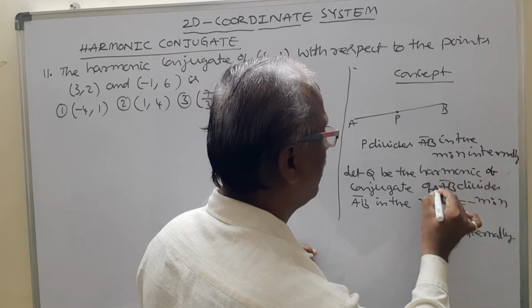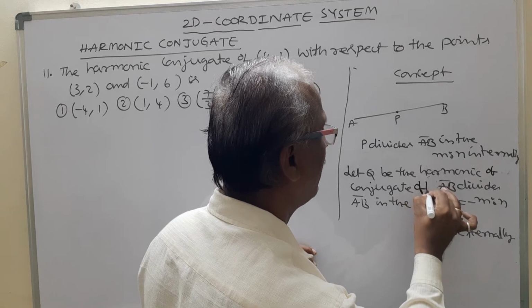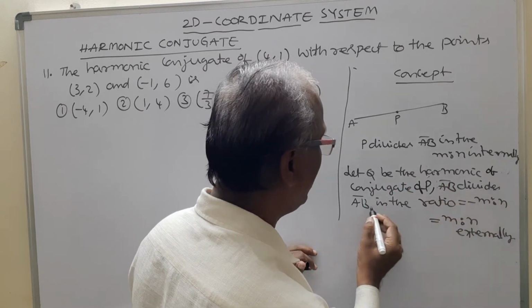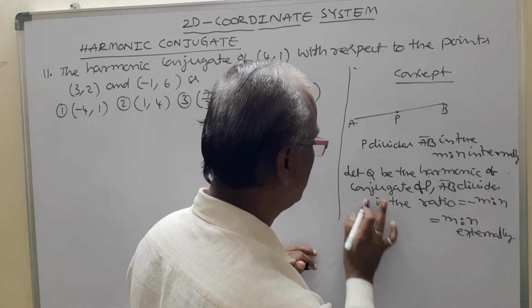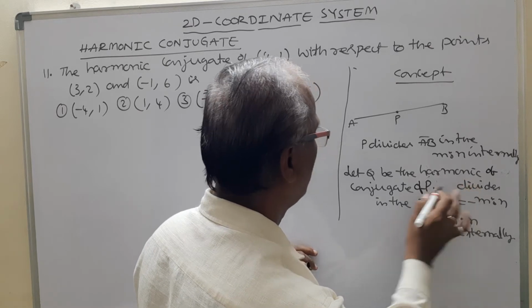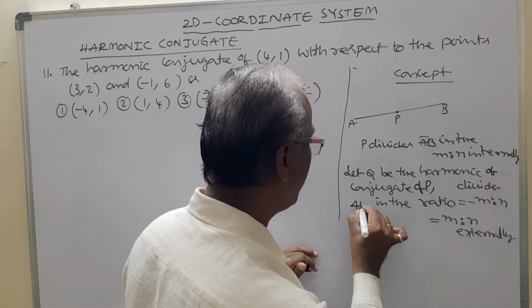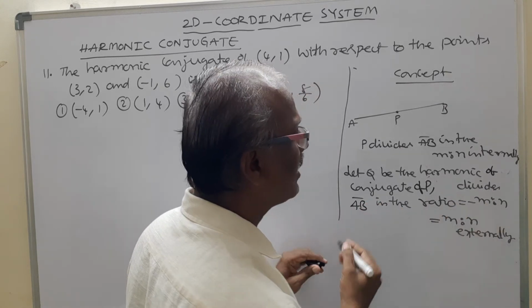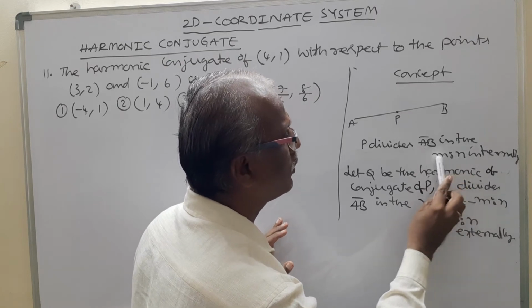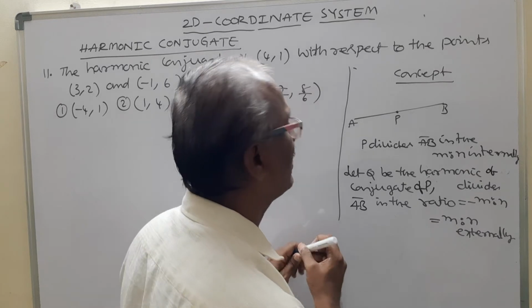Let Q be the harmonic conjugate of P. Q divides AB in the ratio -m:n. Here the ratio for P is positive, and the harmonic conjugate ratio is negative. Negative means it divides externally.